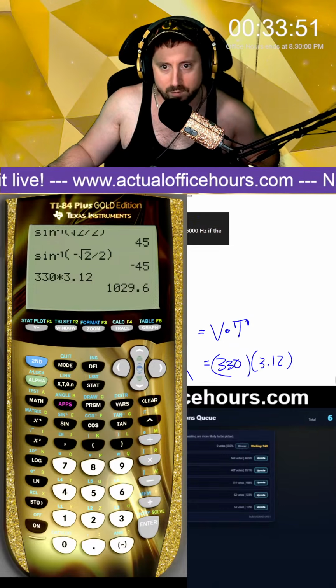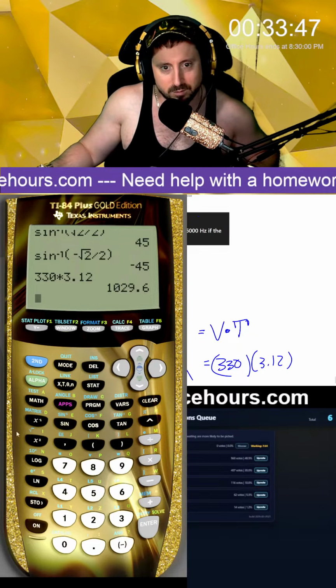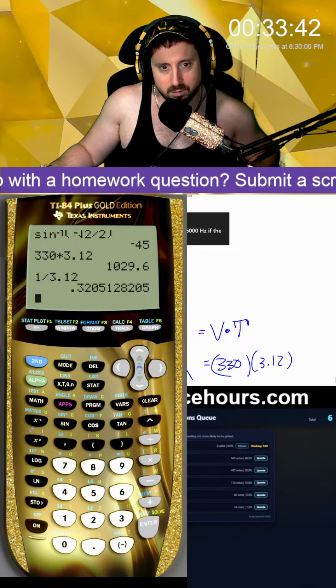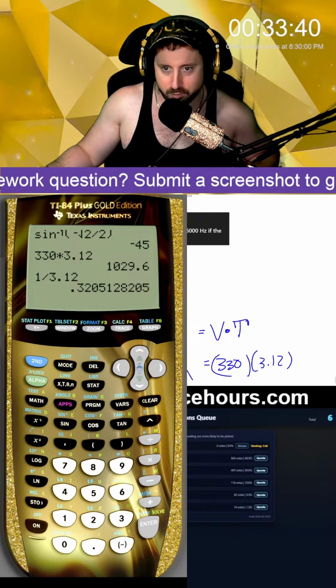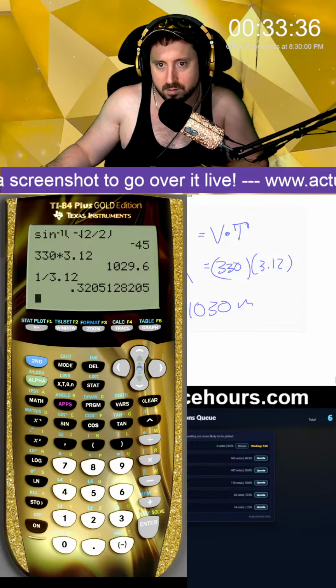Oh wait, sorry. They didn't want the wavelength. They wanted the frequency of the wave. Oh, all right. Well, okay. So that's just 1 divided by 3.12. Okay. So 0.32 hertz. So actually, yeah, let's not do this. This is not what we wanted.